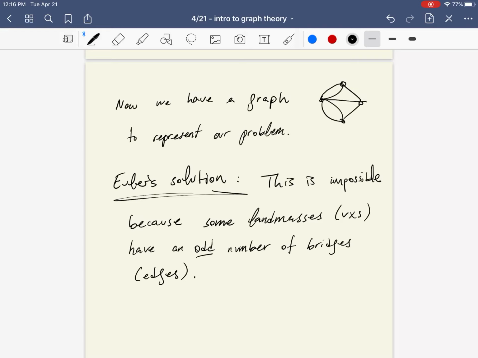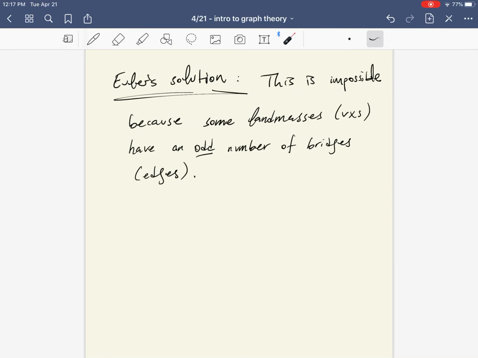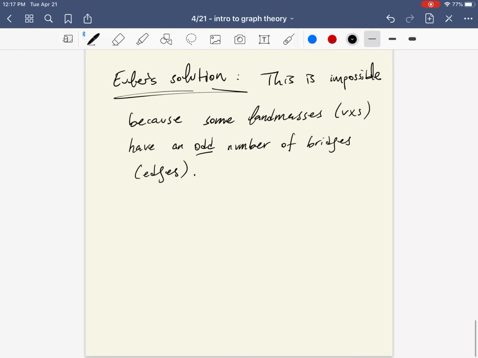Okay, and why is that a problem? Well, the problem with an odd number is that, let's look at this graph up here. Say we pick a vertex with an odd number. You have to leave that vertex along one bridge, and then you do whatever you want over here, and then you still have to come back to that vertex at one point, and then you have to take the third edge away, and now you can't get back again. Okay? So that's the idea.